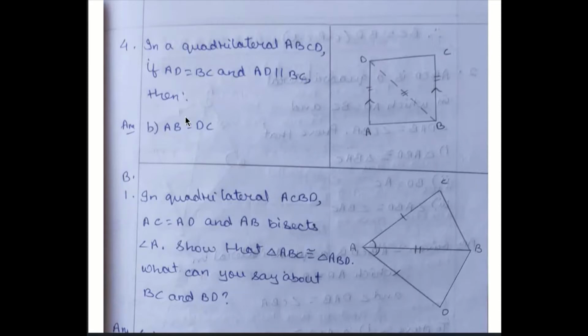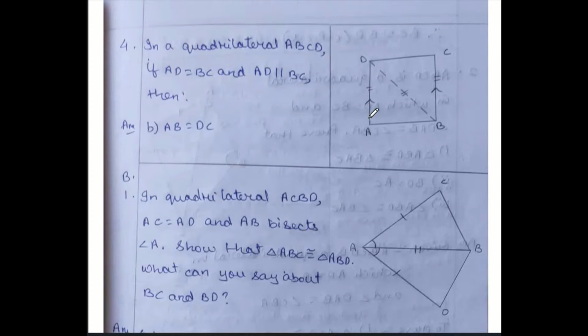Today I'll teach you chapter 7, Triangles, from exercise 7.1. Question number A, number 4. One MCQ question based on congruency of triangles. Question number 4. In a quadrilateral ABCD, if AD equals BC and AD is parallel to BC, then which option is correct?